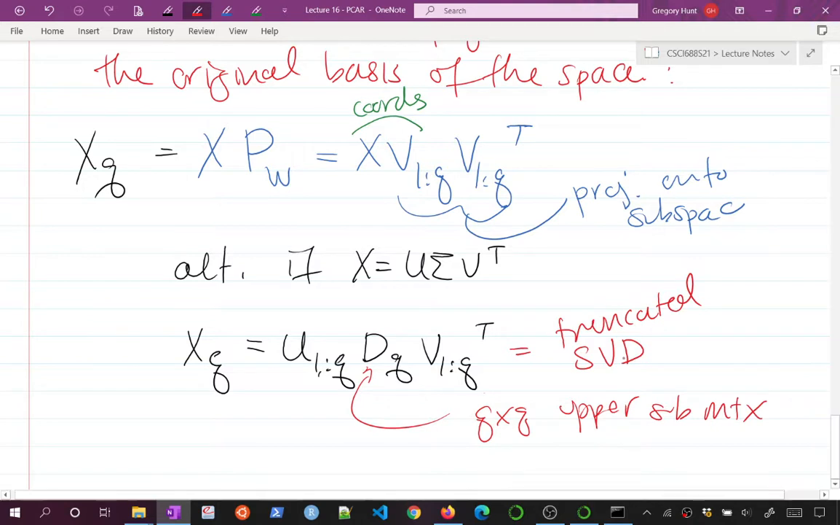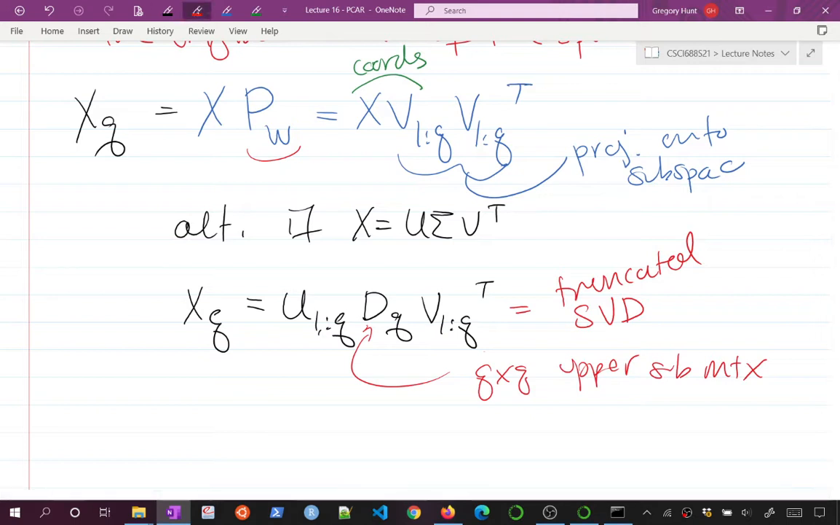Yeah, it will be, right? If I multiply by this projection matrix, if I multiply by B, 1 to Q, and then B, 1 to Q transpose, basically, I'll just get this whole thing back, because those V's are going to cancel out. So that's another way of viewing it, and this is basically a truncated version.